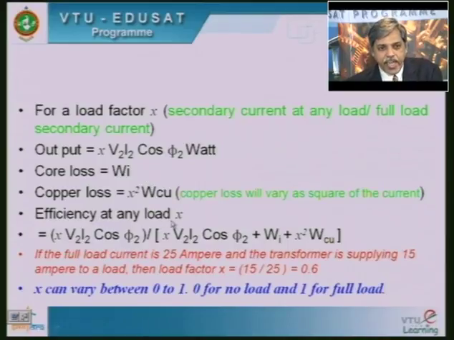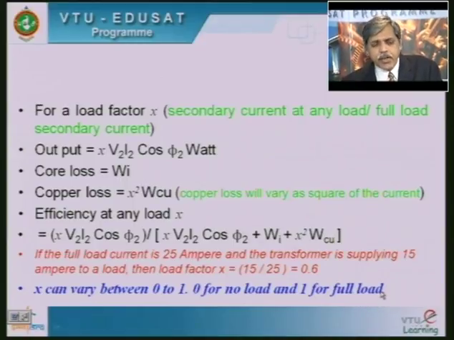Efficiency at any load x can be calculated by using the output at that load divided by the output at that load plus iron loss plus copper loss at that load. I have mentioned here, if the full load current is 25 amperes and the transformer is supplying 15 amperes to the load, then the load factor x will be 15 divided by 25, which is 0.6. For any transformer x can vary between 0 and 1, 0 for no load and 1 for full load.